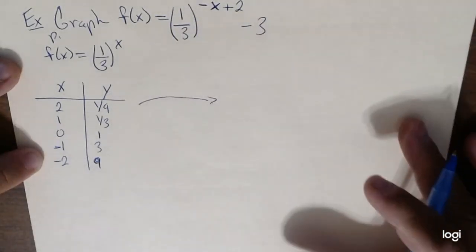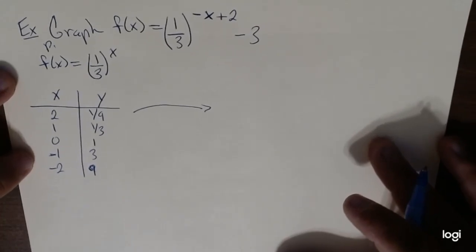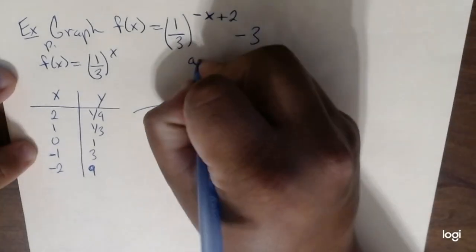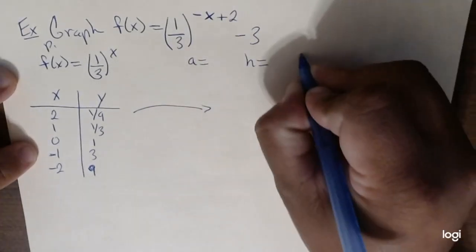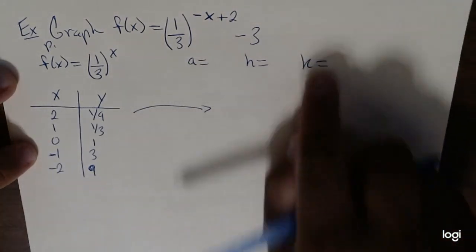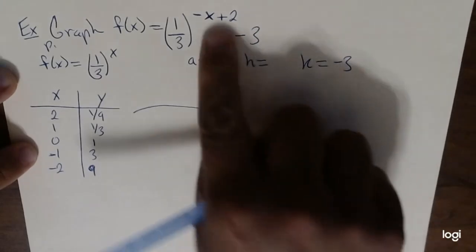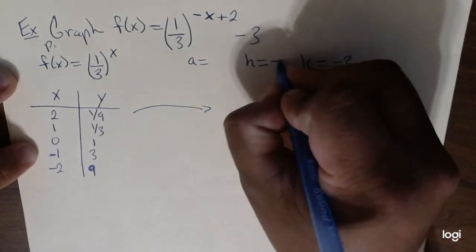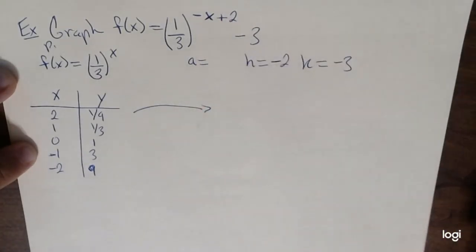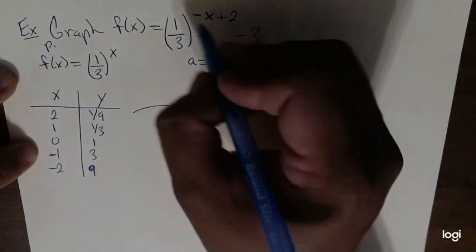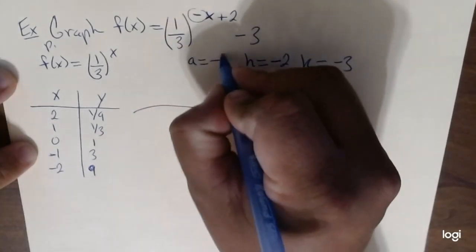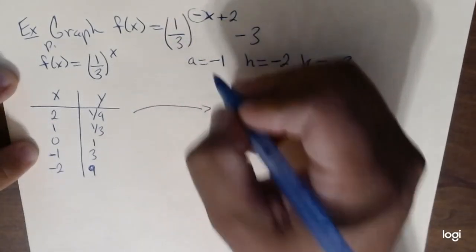Again, we have to figure out what our 3 letters are. This time, we do have an A though, right? So first, the easiest one is K. It's going to be -3. H is going to be the opposite sign, so -2. And now the A term is technically a -1, right? So there's a number in front of the x value.